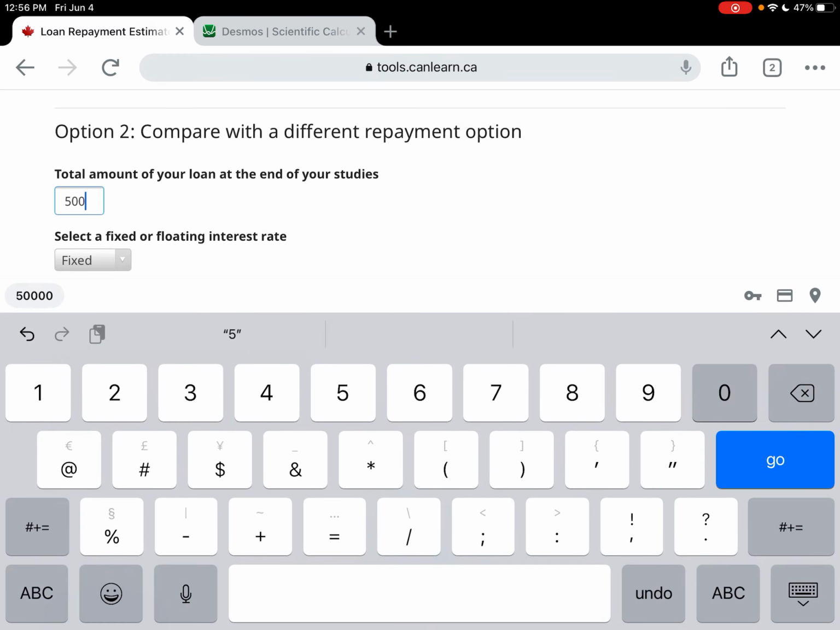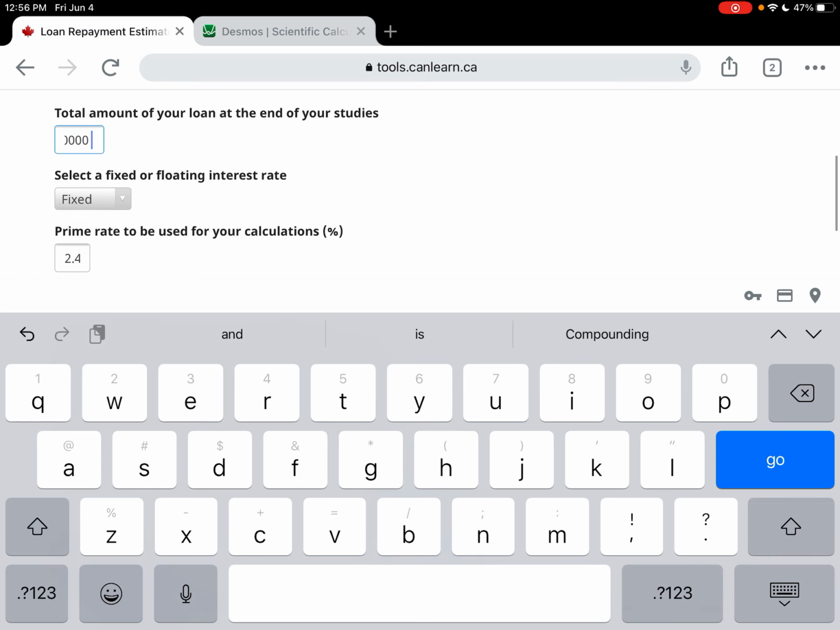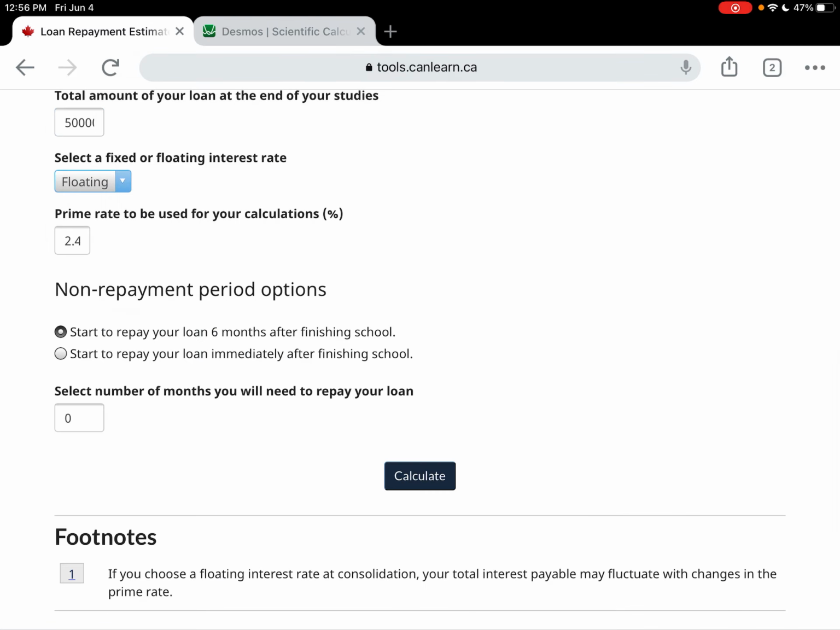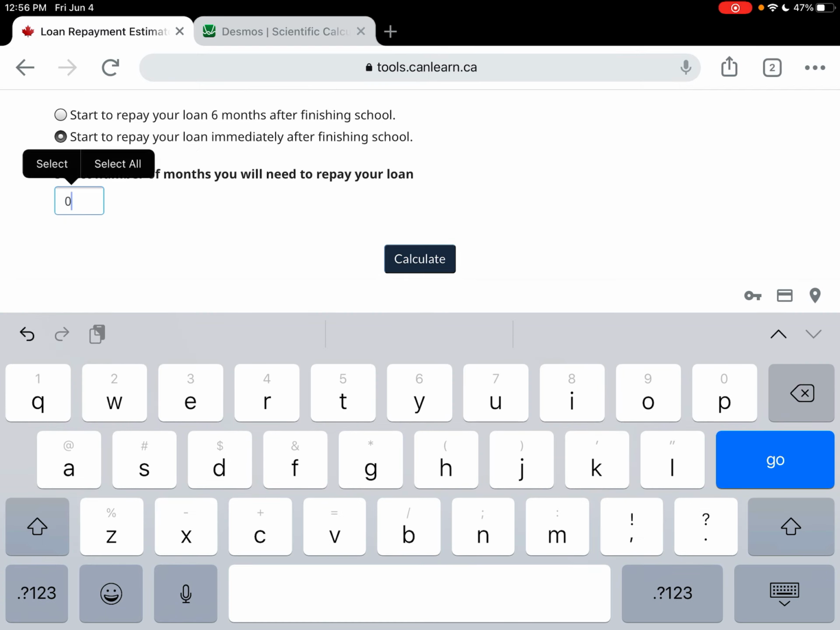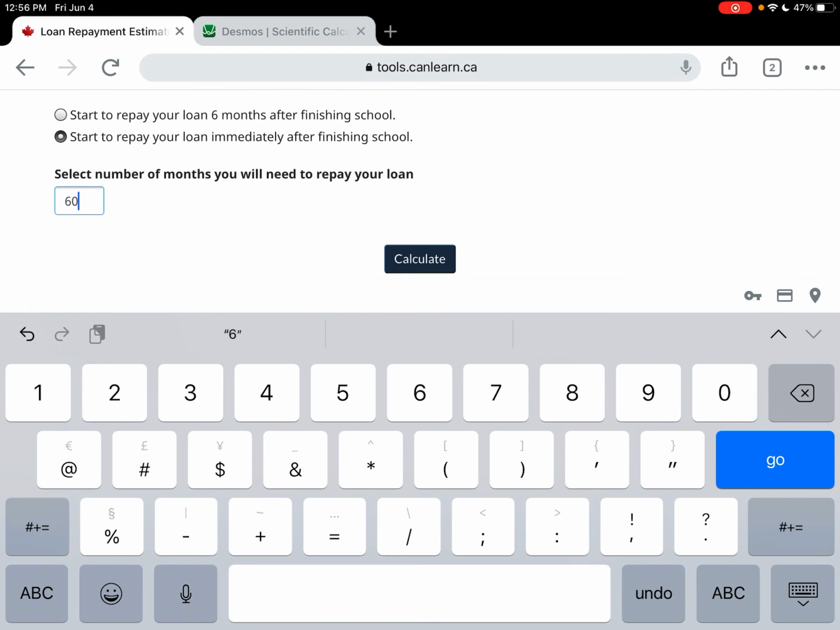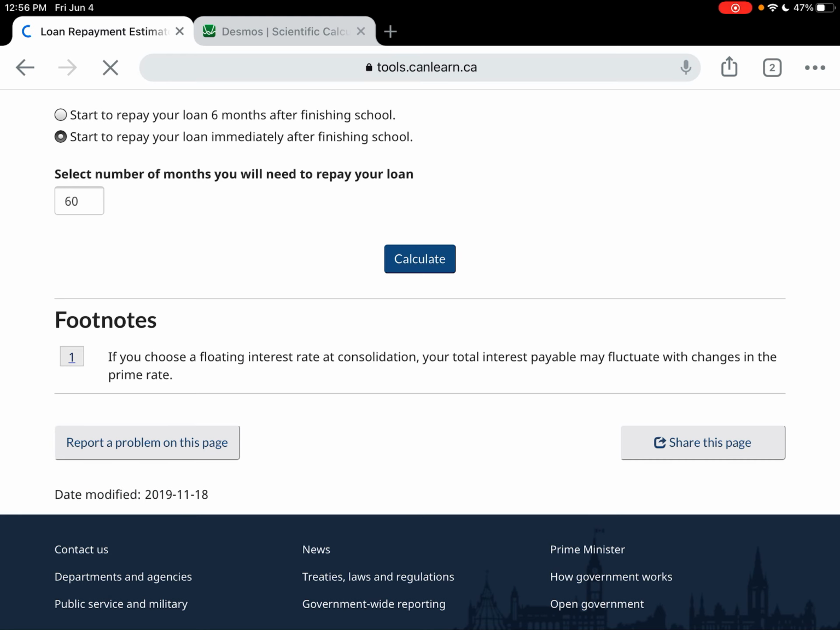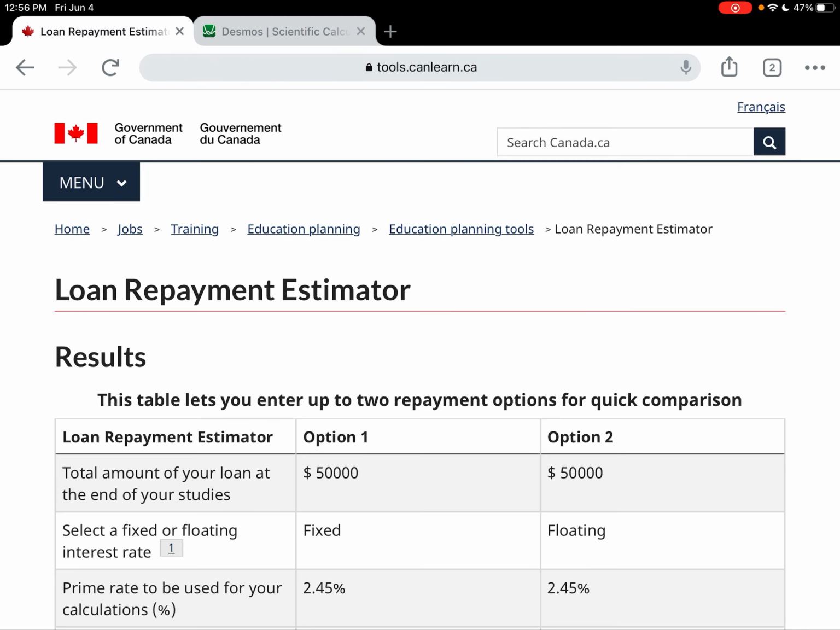Same thing over here, 50,000. And this one we're going to change to floating. Everything else stays the same as it was before. And she wants to take 60 months. So same time, just different interest rates, either fixed or floating.